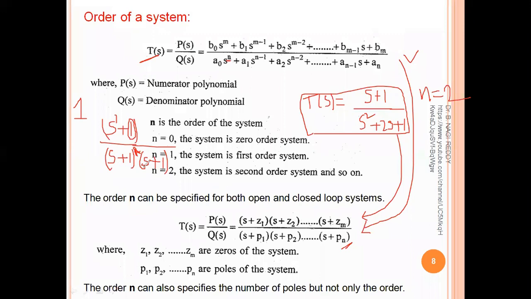Okay, and you can see here in our example, the maximum s power is 2. So n is 2. That means what? We need to get two poles. You can see this is pole 1, this is pole 2. So this is how we can determine the zeros and poles with the help of the transfer function.